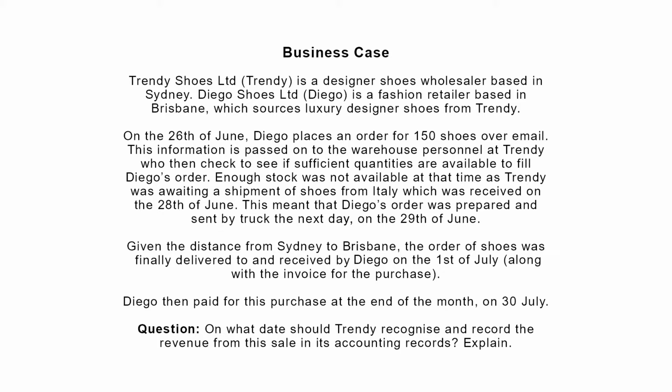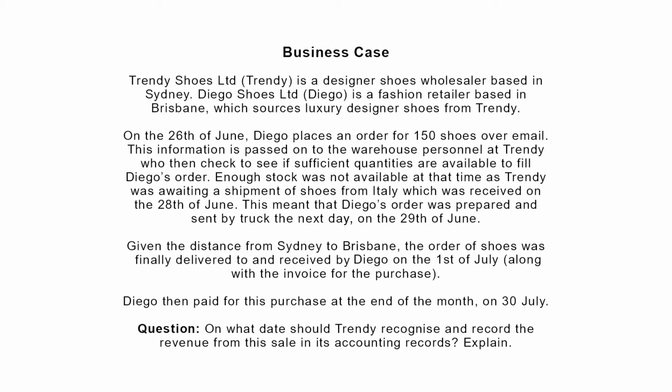Given the distance from Sydney to Brisbane, the order of shoes was finally delivered to and received by Diego on the 1st of July, along with the invoice. Diego then paid for the purchase at the end of the month, on 30th of July. Now let's highlight the key case facts.